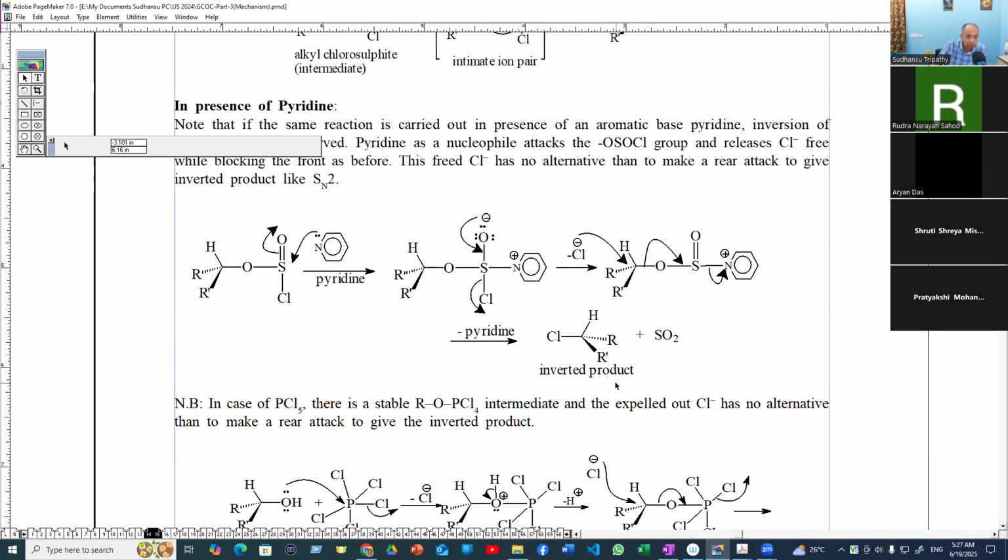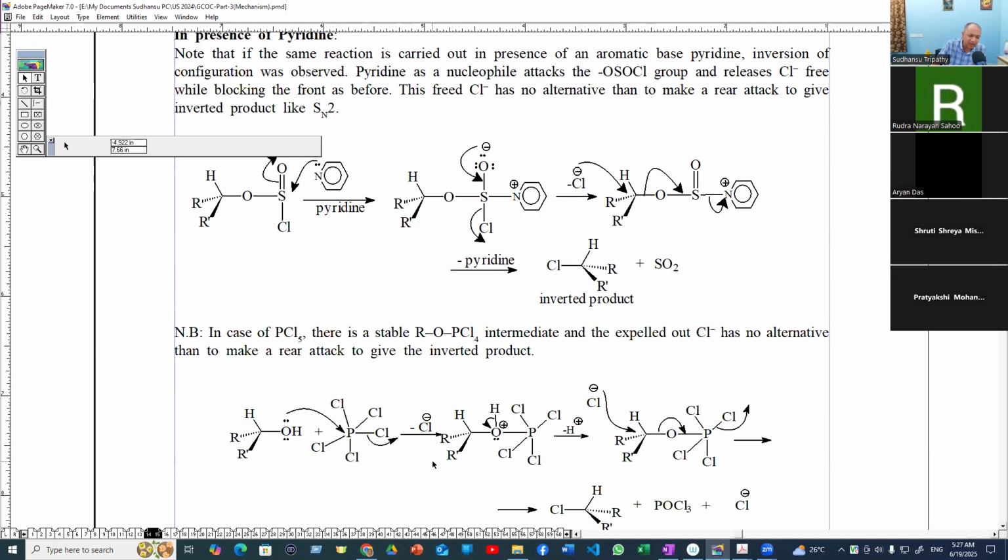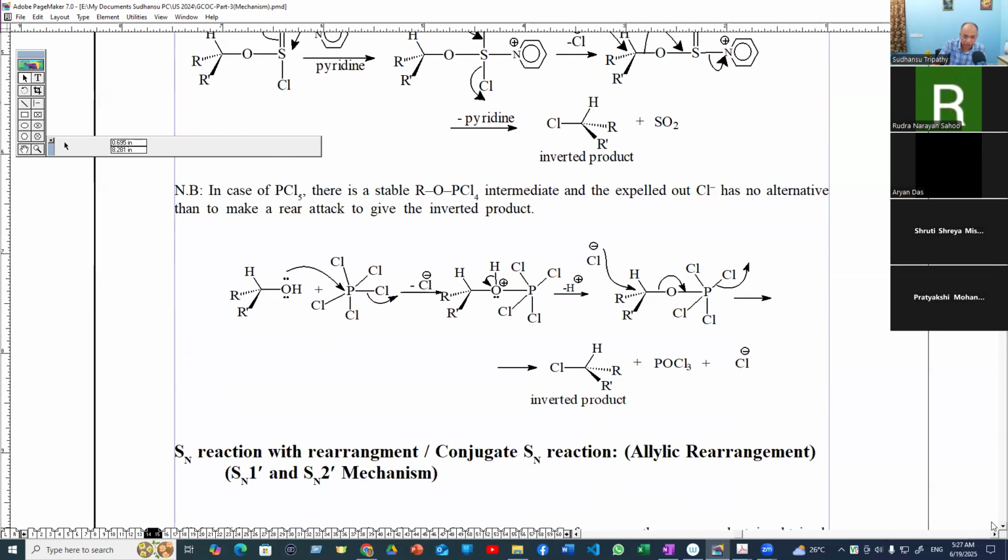Yes, sir. But with PCl5, PCl3, the mechanism is SN2. I have shown here that with PCl5, one chloride will go, deprotonation will make it neutral. That chloride ion will attack from the other side, inside the umbrella, and then the umbrella will invert. So there is inversion of configuration.